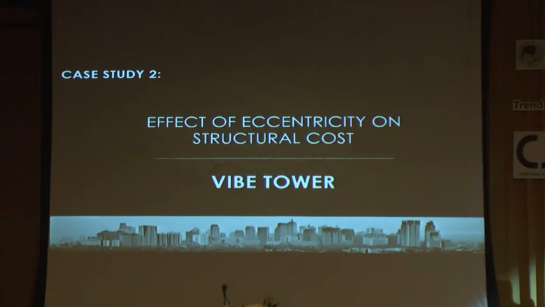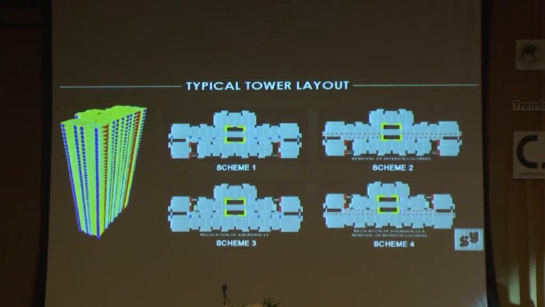Next, please. Okay. Our second case study will be the effect of eccentricity on structural cost. The eccentricity that I'm referring to is the eccentric distance between the center of mass and the center of rigidity, or center of stiffness. So Vibe Tower is a 48-story structure. We made a study of 4 schemes.